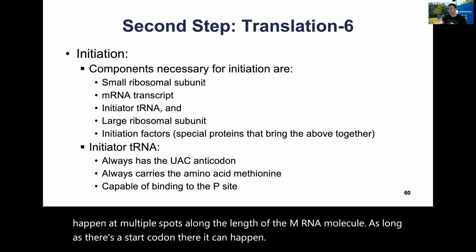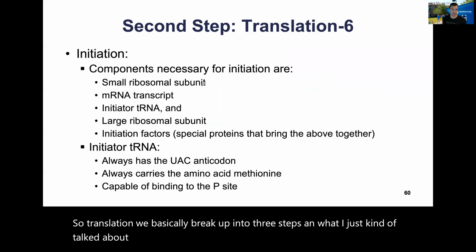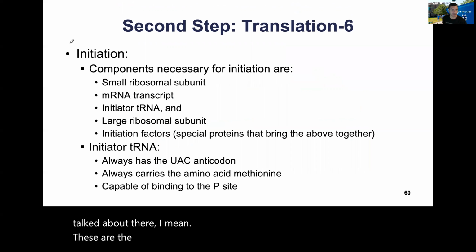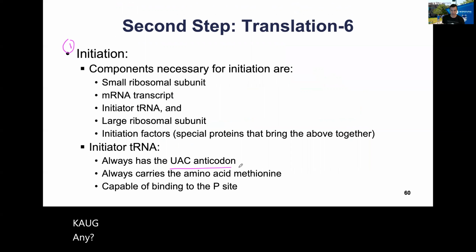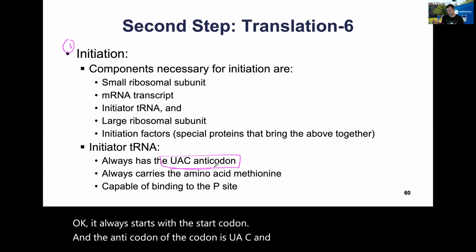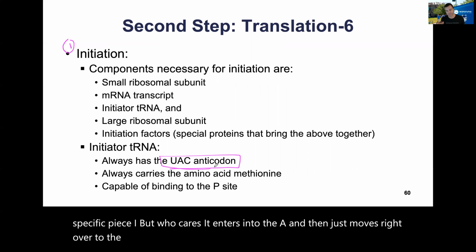So translation, we basically break up into 3 steps. What I just talked about, these are the 3 steps. Step 1 of translation is initiation. It starts with the AUG codon, methionine. It always starts with the start codon, and the anticodon of that codon is UAC. It can actually bind to the specific P site, but who cares? It enters into the A and then just moves right over to the P. Just look at it like that.